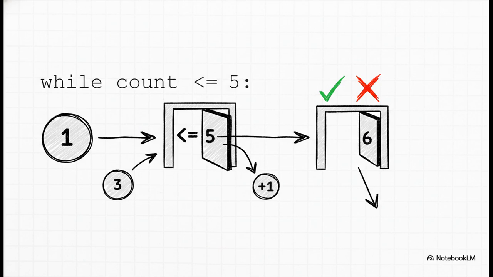Inside, we do 2 things. We print the number, and then, and this part is absolutely critical, we add 1 to count. That little count plus equals 1 is what guarantees that eventually count will get bigger than 5, the condition will become false, and our loop will stop.